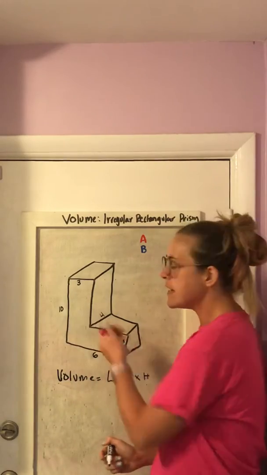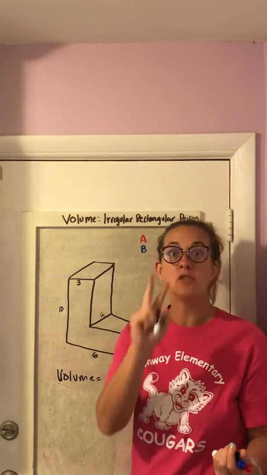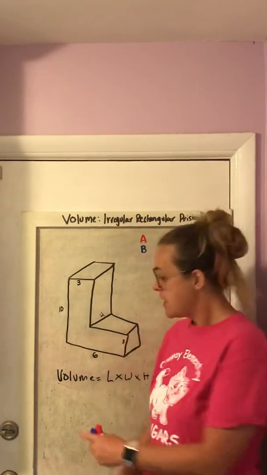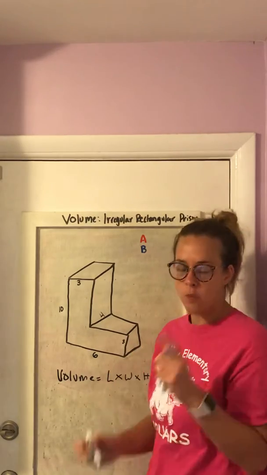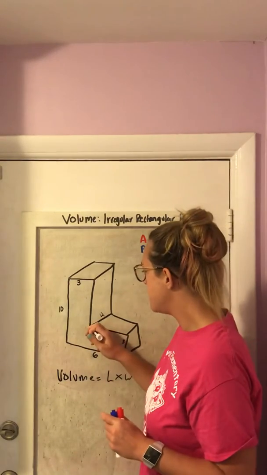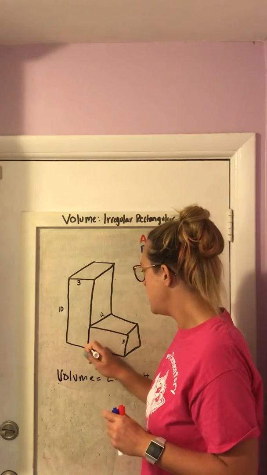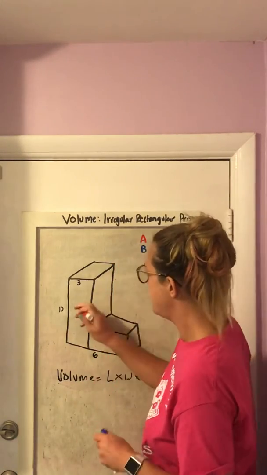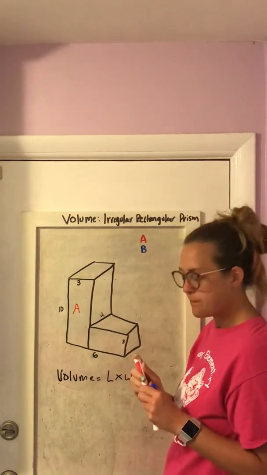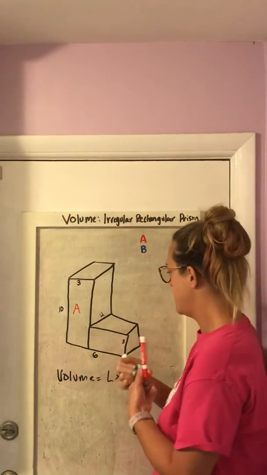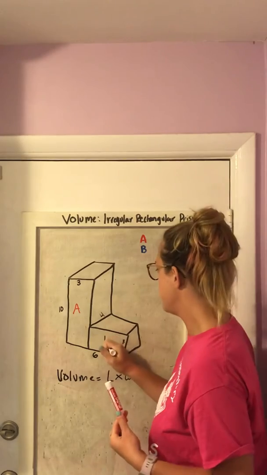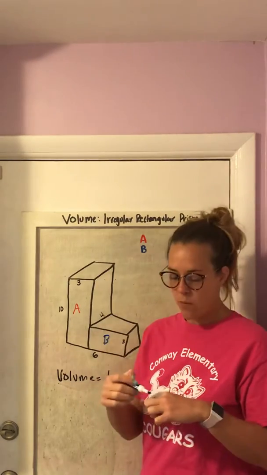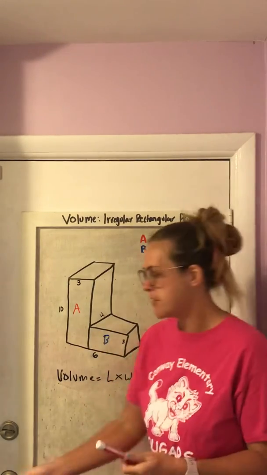When you look here, I'm going to cut it so that it becomes 2 rectangular prisms. So I need to use this formula twice. So I'm going to go ahead and cut it right here. I'm going to call this one prism A and this one prism B. So I'm going to work with the numbers in prism A first.